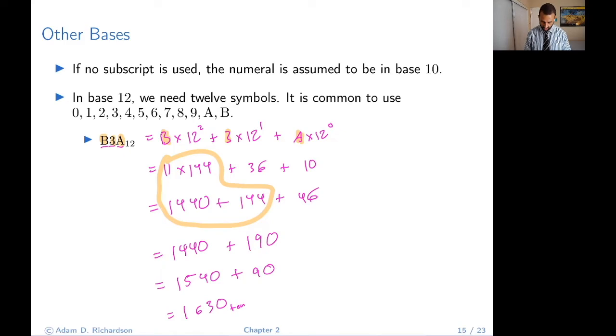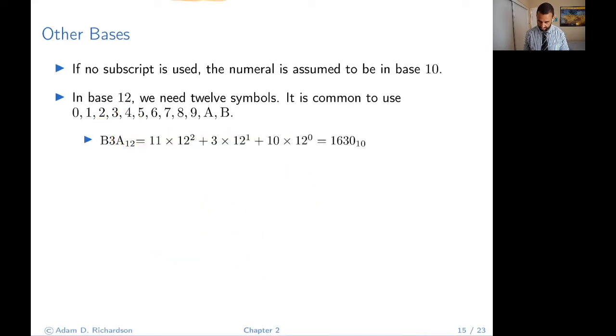That's the idea. So the quantity B3A is the same as the quantity 1,630 in base 10 in the decimal system. And that's it. So you might even be able to tell there's some advantage in this case, right? Because we were able to write what was a 4-digit number as a 3-digit number up here. So that's kind of handy. Okay, let's double check. Yeah, there we go. We did it right, 1,630.